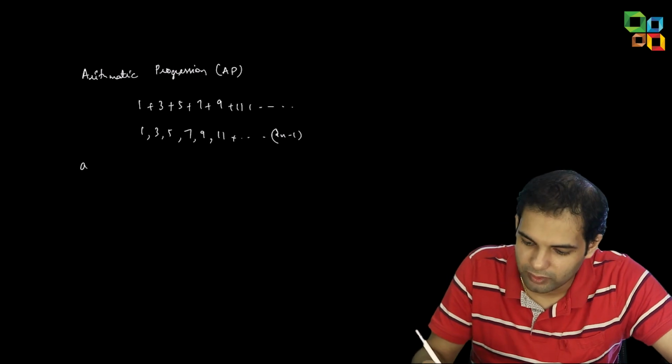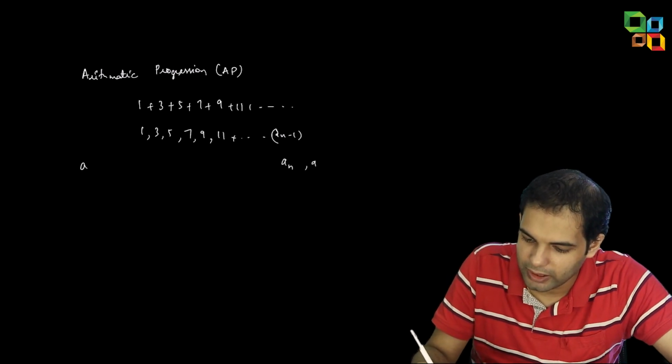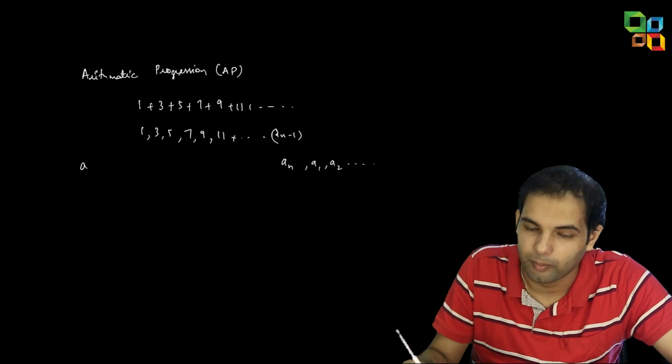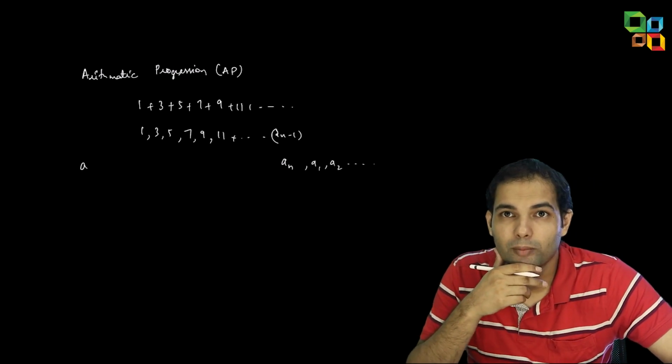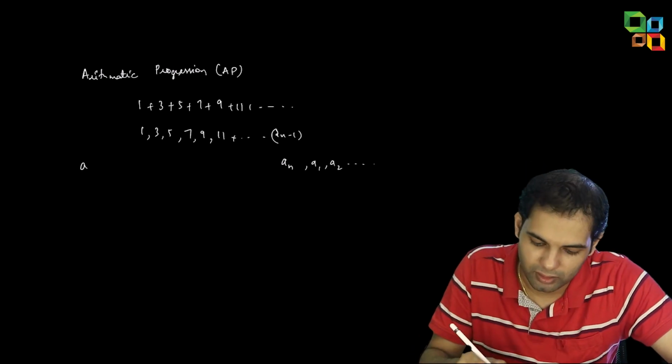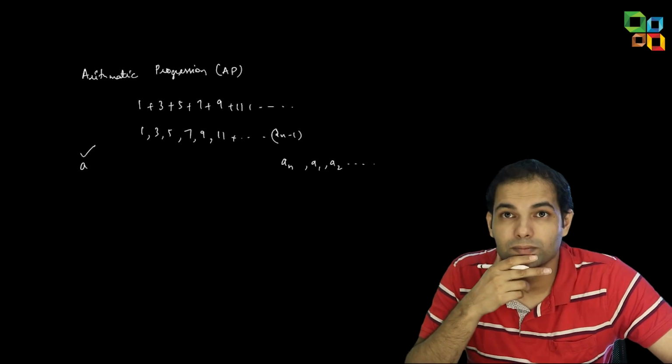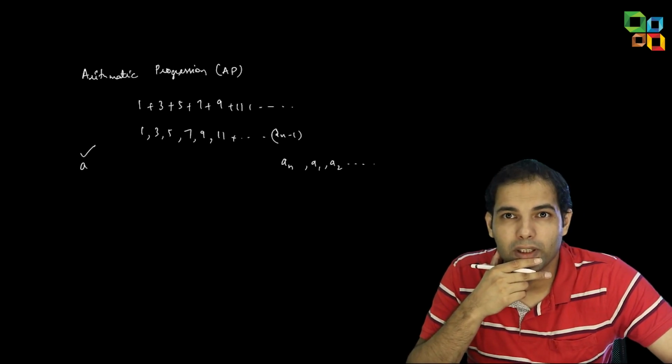For the nth term, we use AN. For the first term, we use A1, A2. That remains the same. But for the first term here, we use the letter only A. It's a common notation which is used.